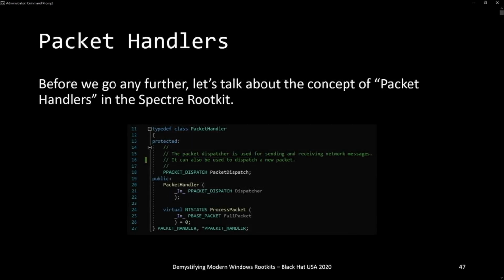So before we go any further, let's also talk about packet handlers in the Spectre rootkit. The Spectre rootkit contains a general packet handler class that exposes a virtual process packet function. Now this base packet handler class has a default constructor that accepts a pointer to the current packet dispatcher instance. And the process packet function below it accepts a pointer to the current packet. We'll talk about the dispatcher in a later slide.